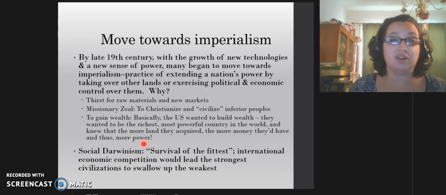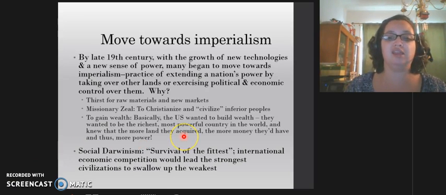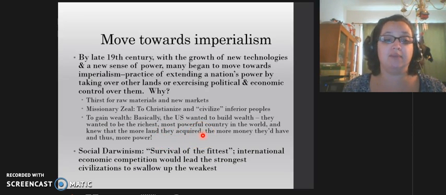Remember, we talked about mercantilism, the idea that a country needed to have colonies in order to make itself richer and have more raw materials. So this is sort of an outgrowth of that idea. There's still the idea that money brings power and protect that money.